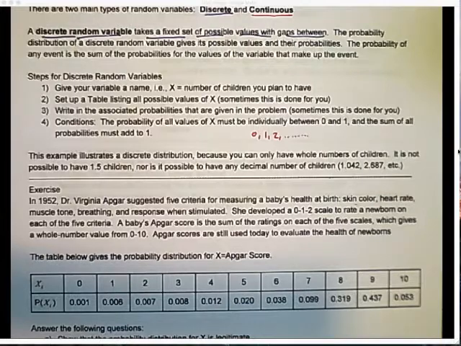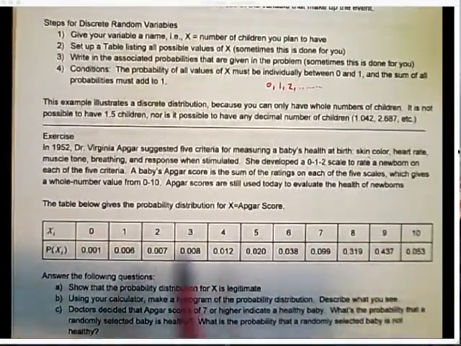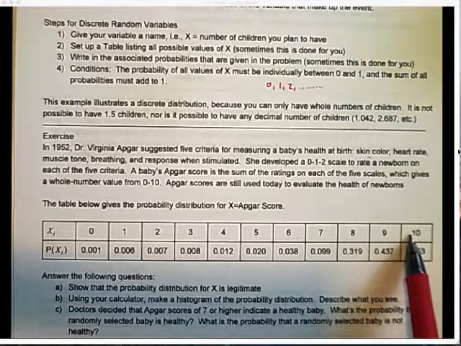It says a baby's Apgar score is a sum of the ratings on each of the 5 scales, which gives a whole number value from 0 to 10. Apgar scores are still used today to evaluate the health of newborns. The table below gives the probability distribution for x equals Apgar score. Okay, so x can take on the values from 0 to 10, all whole numbers in between.